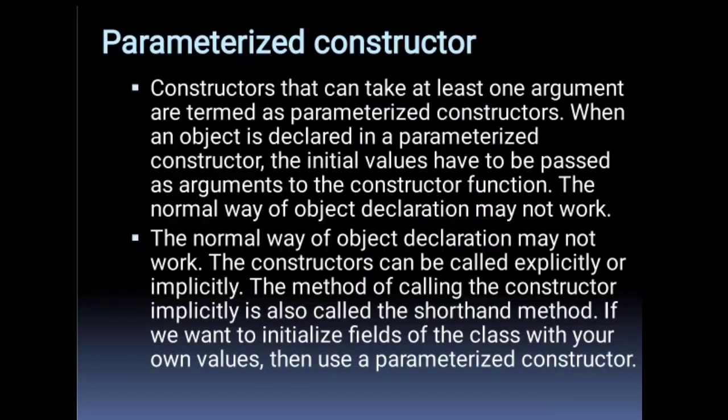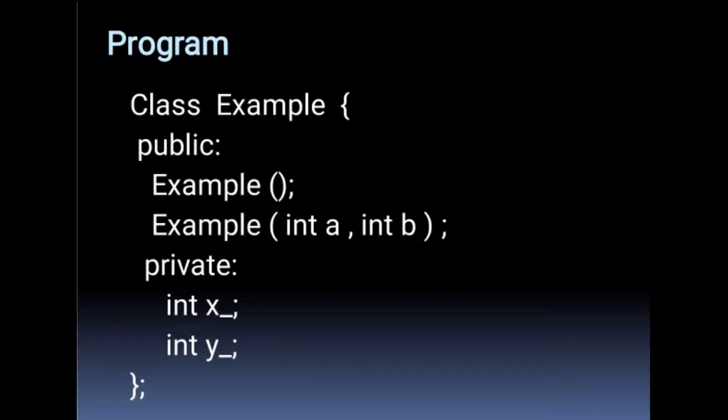When an object is declared with a parameterized constructor, the initial values have to be passed as arguments to the constructor function. The normal way of object declaration may not work. The constructor can be called explicitly or implicitly. The method of calling the constructor implicitly is also called the shortened method. If we want to initialize fields of the class with our own values, then use a parameterized constructor. Parameterized constructor ஓட எக்ஸாம்பிள் ப்ரோக்ராம் இது.